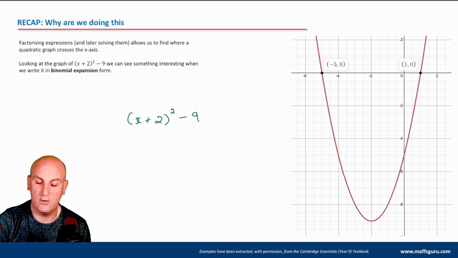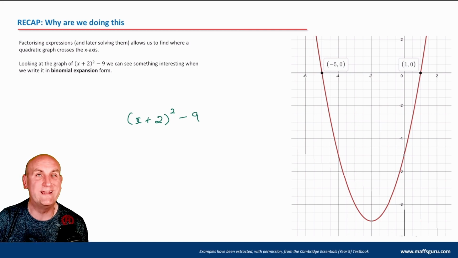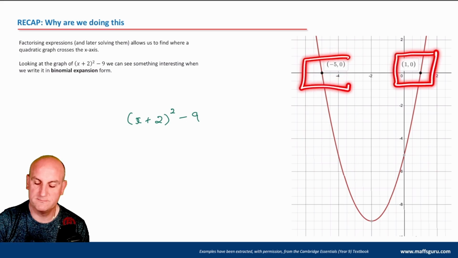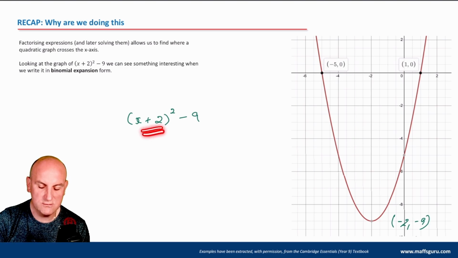Now, when I do this on a brilliant program called Desmos on desmos.com/calculator, this is what comes out. Now, I'm going to worry about the minus 5 or those two coordinates in just a moment. But I want you to look at that very bottom value there, the minimum point of that graph. Now, if I look at this here, it is minus 2, comma, minus 9. Hold on a moment. Minus 2, minus 9. Well, I've got a minus 9 there, but I've got a plus 2 there.